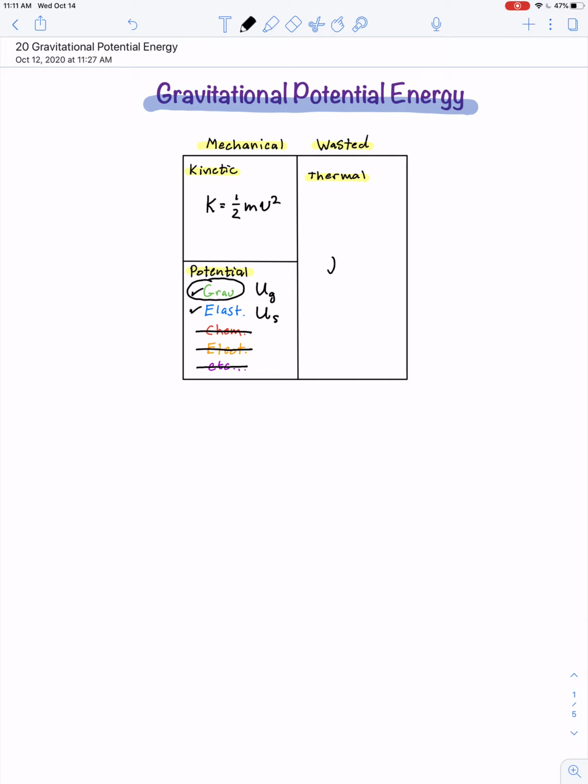All these forms of energy, whether it's thermal, kinetic, or potential, are all measured in joules. And whether it's kinetic energy, thermal energy, or potential energy, it represents a scalar quantity. There's no direction associated with energy. In other words, energy is certainly not a vector quantity.